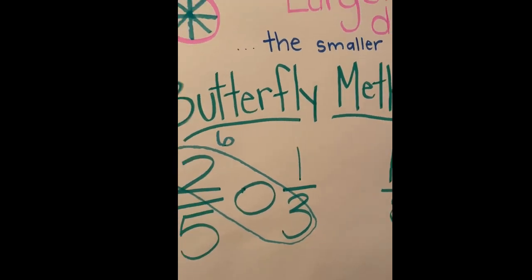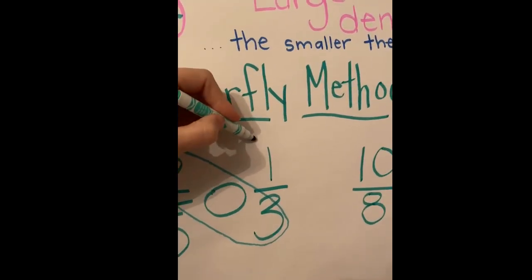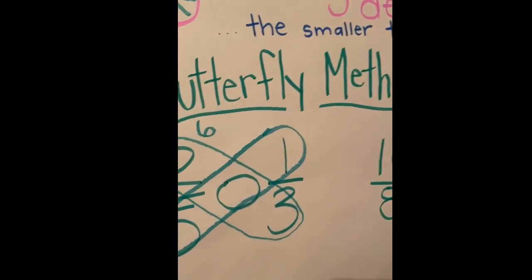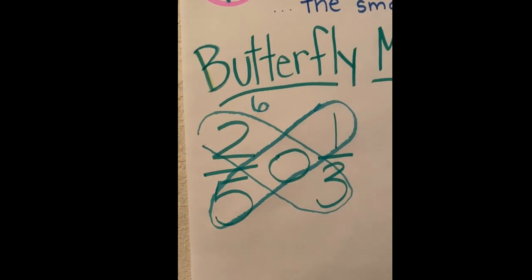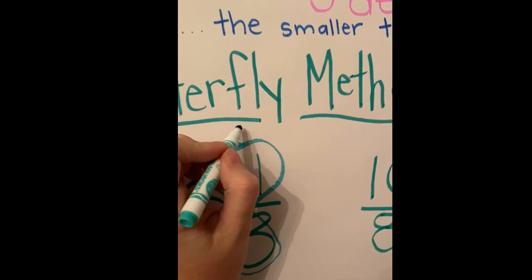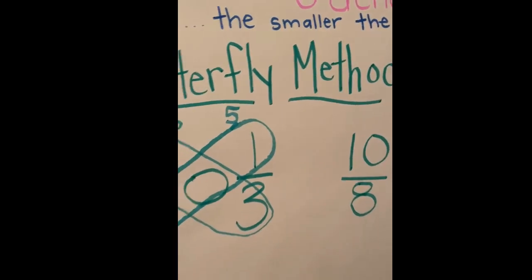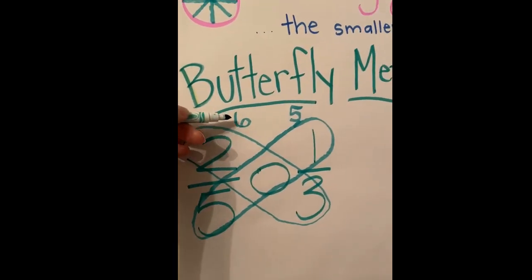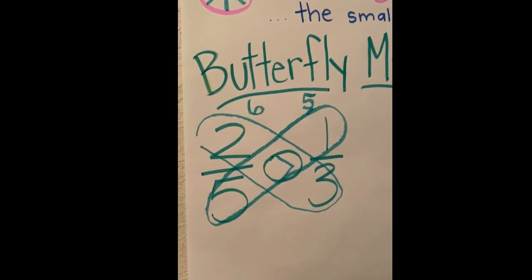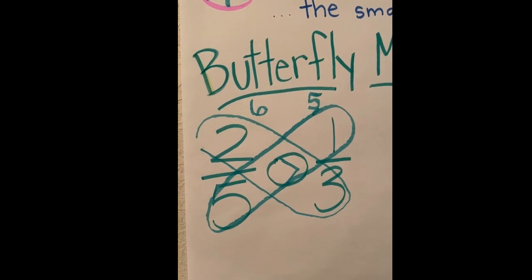And I'm going to cross multiply, and this kind of takes the shape of a butterfly, which is why some people refer to it as the butterfly method. So now I'm multiplying 5 times 1, I get 5. Now I can clearly see that 6 is greater than 5, so 2/5 is greater than 1/3.